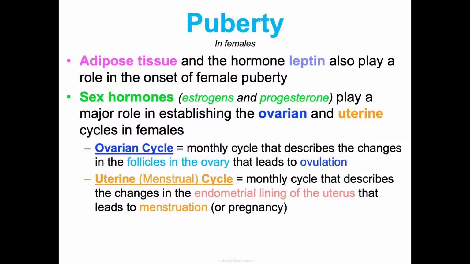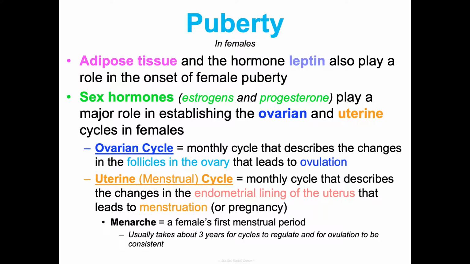Okay, so these are two different cycles. It's a monthly cycle that describes the changes in the endometrial lining of the uterus as it's preparing for a potential pregnancy to happen. And if that pregnancy doesn't happen, it's going to lead to what we know as menstruation. A female's first menstrual period is known as menarche. But it usually takes about 3 years of menstrual periods for a female to have a pretty regulated and consistent cycle, as well as consistent ovulation.